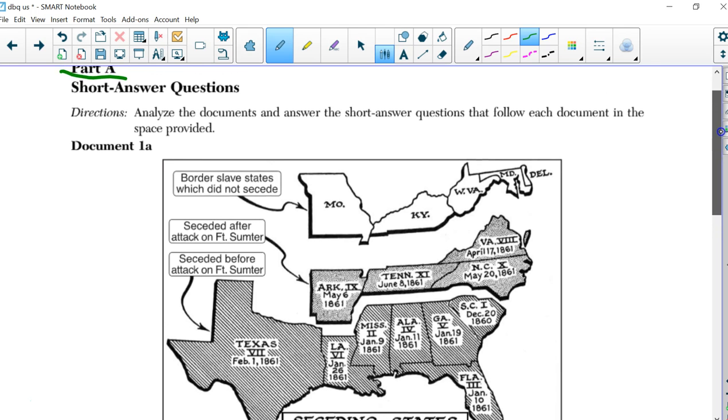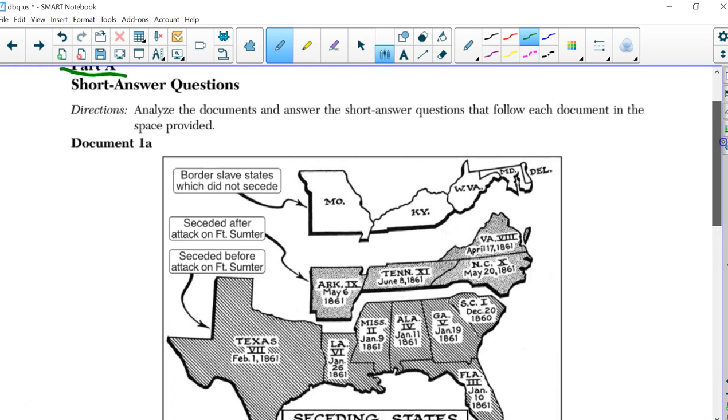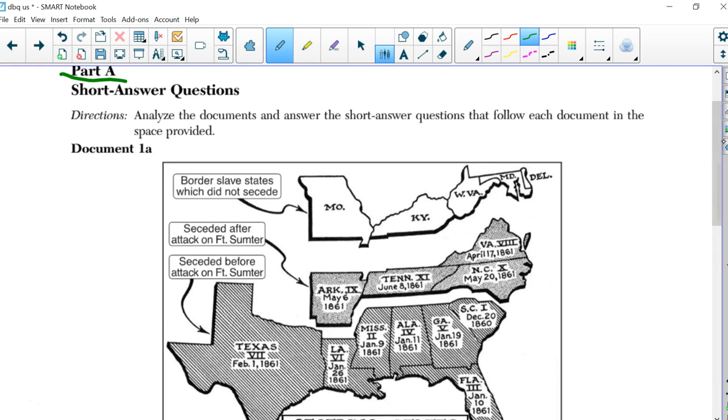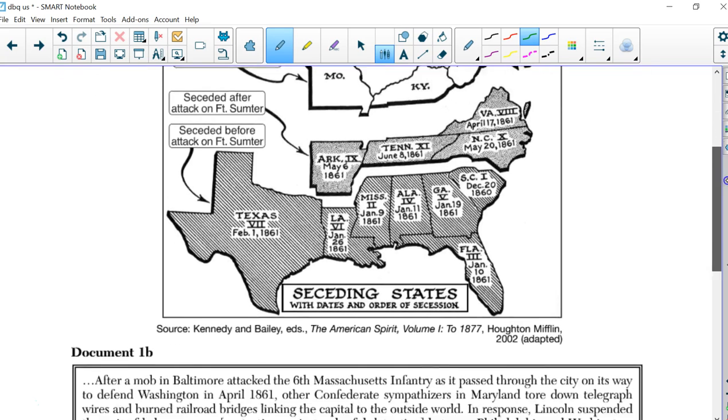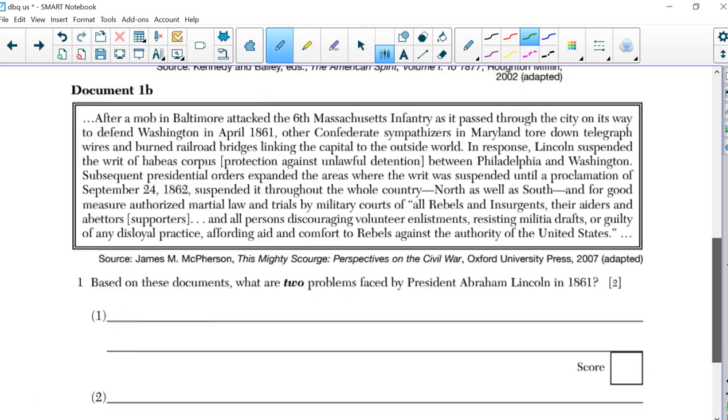Okay, so first one we have here is a map. It says directions. Analyze the documents and answer the short answer questions that follow each document in the space provided. So we have on this page document 1A, which is a map, and document 1B, which is a blurb of text.